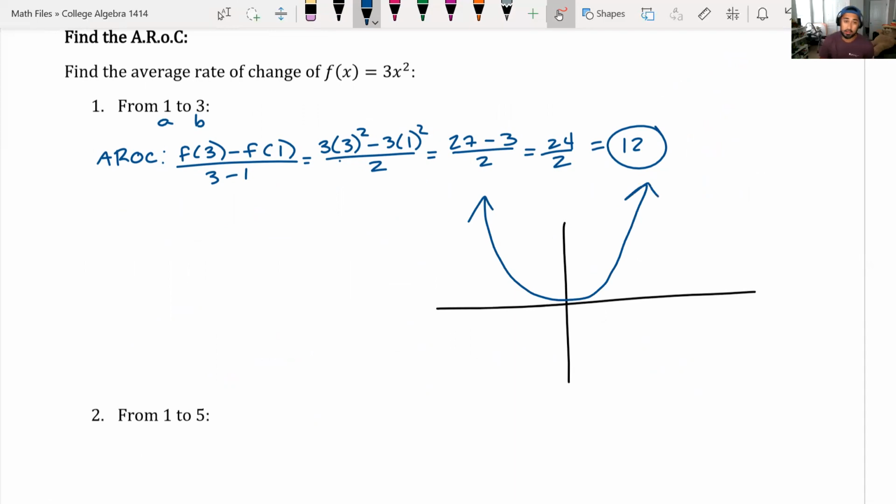Everything looks like a parabola today, all right? Okay, so they gave us an x value at 1 and an x value at 3. If I go up, I'll just find that point. There's f of 3, which would also be 27. And right here is f of 1, which would be 3. All we have just done is found the slope between these 2 points, which happens to be 12. All right, perfect.